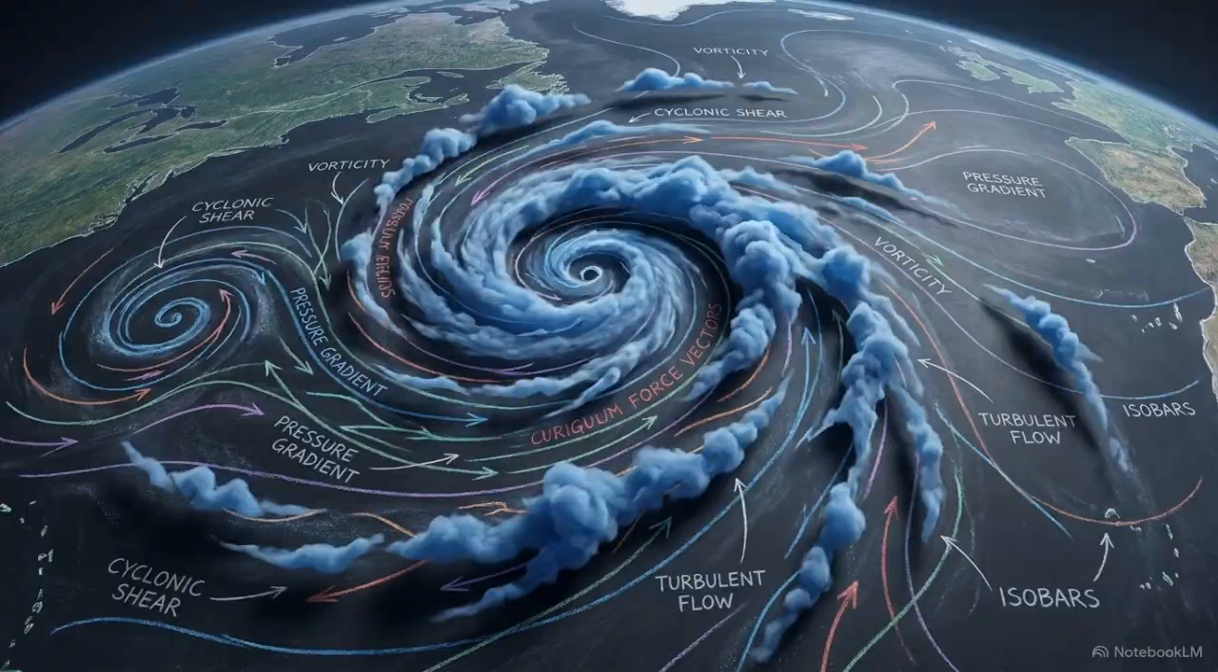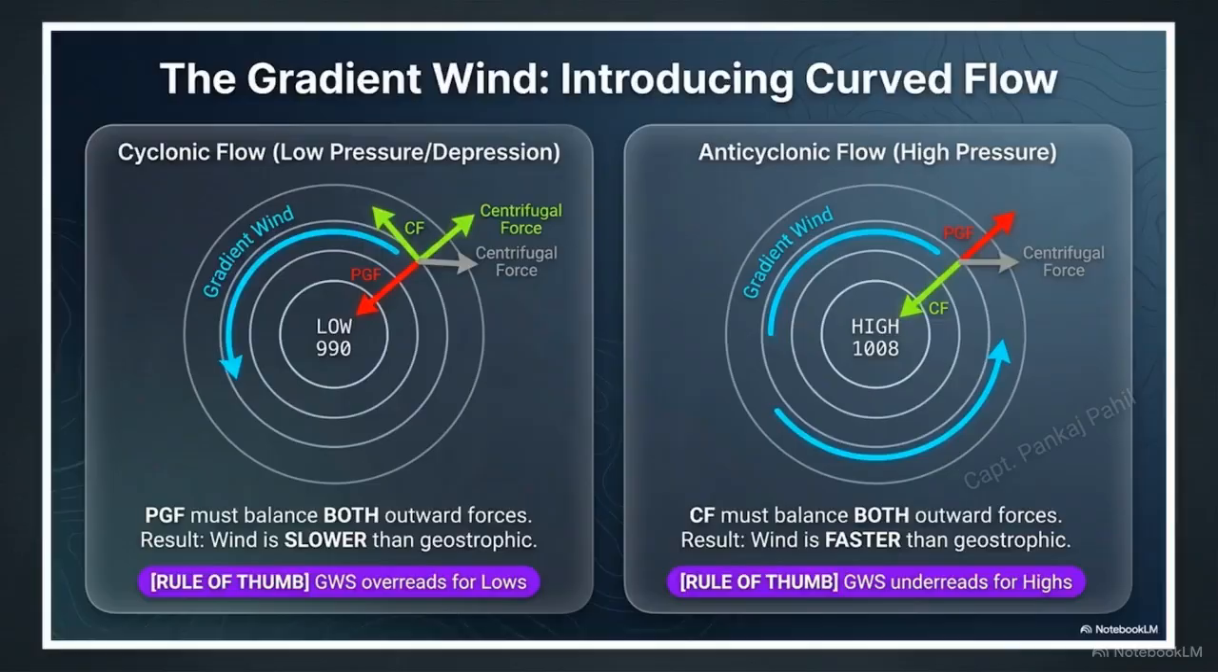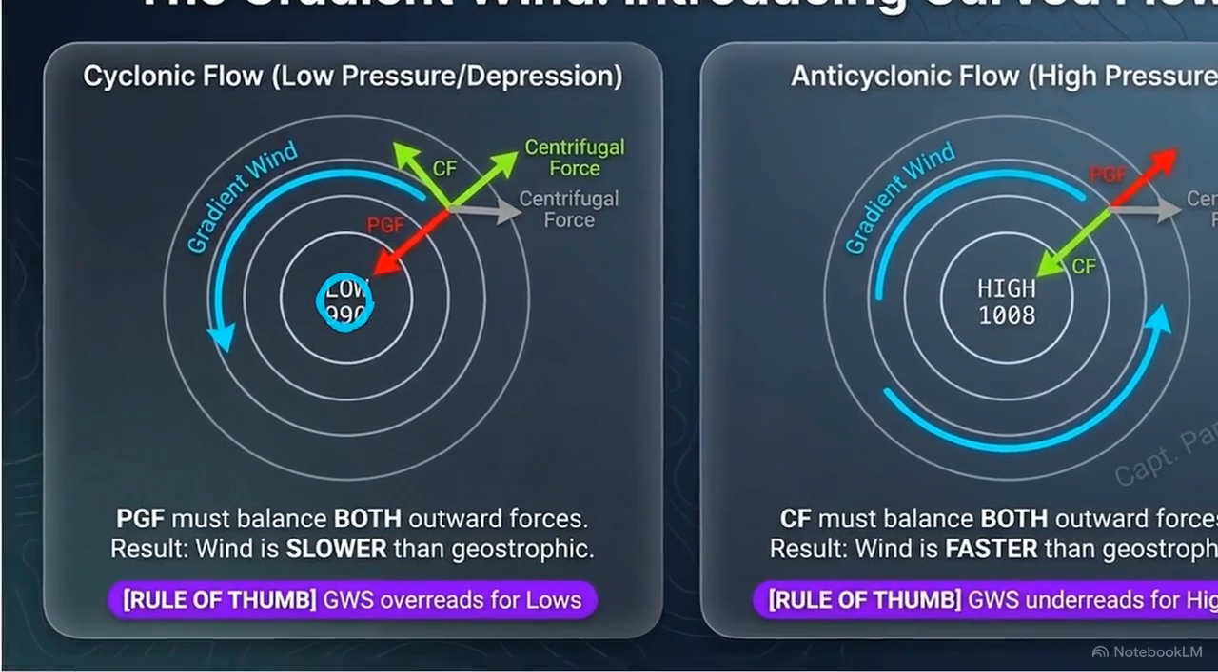The geostrophic model is a perfect baseline, but nature rarely produces perfectly straight isobars. When pressure systems curve, we must factor in a third physical dynamic, centrifugal force. This outward pulling energy modifies our straight-line baseline into what is called the gradient wind. Focus on the left panel showing a low pressure center.